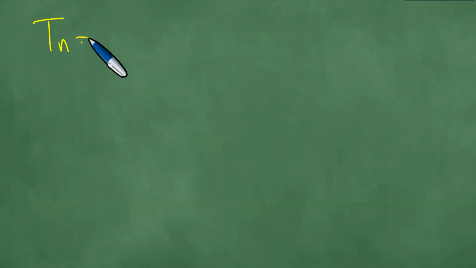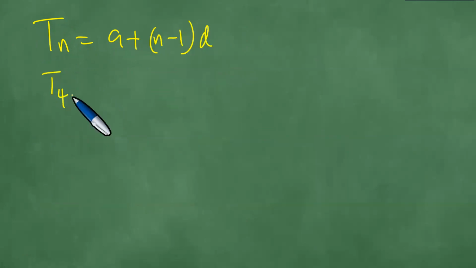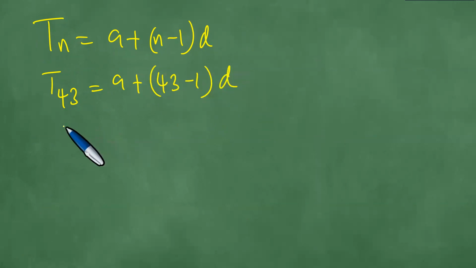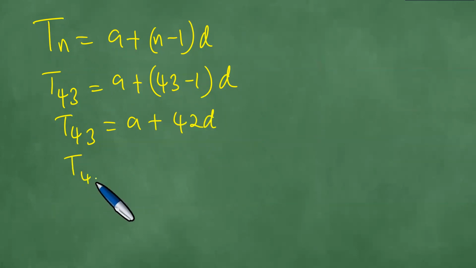So if your Tn is a plus n minus 1 into d, T43. Is that the way you check it? Is that how you check if the answer is right? Yeah, just checking if the answer is right. Okay. We have a couple of ways of checking. So you have a plus 43 minus 1, which is 42. You want to check if indeed the 43rd term is minus 51.